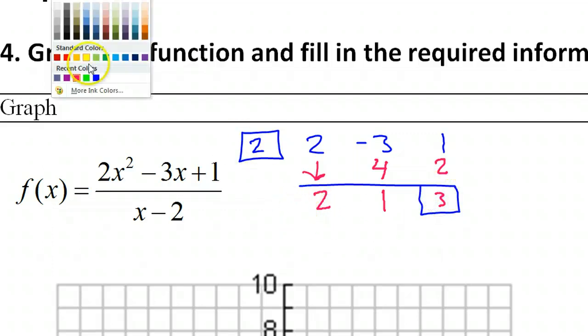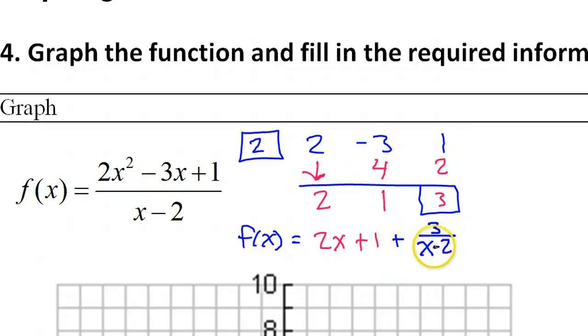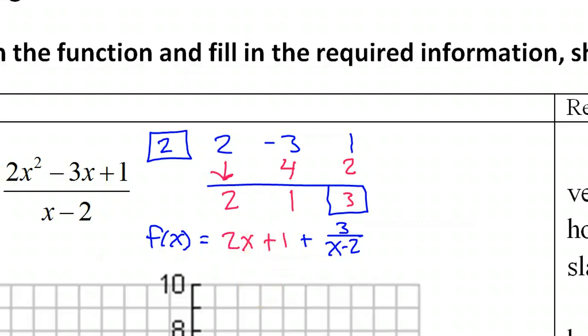Okay, so the quotient form of this function would be f of x equals, the 2x and the 1 give us 2x plus 1, and then the remainder gives us plus 3 over x minus 2. Notice for a slant asymptote there has to be a remainder. If there is no remainder, there would be no slant asymptote. But the slant asymptote is just going to come from the pink part here, the non-remainder part of the quotient. So y equals 2x plus 1.